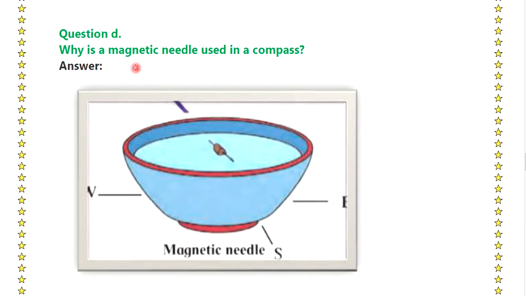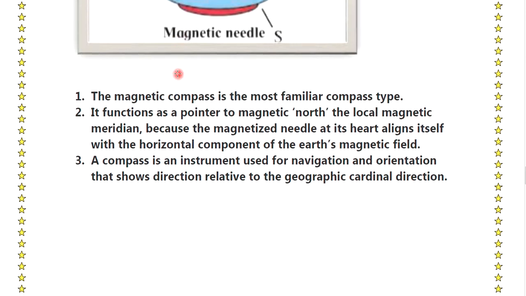Question D: why is the magnetic needle used in the compass? Answer: the magnetic compass is the most familiar compass type. Second point, it functions as a pointer to magnetic north and local magnetic meridian because the magnetized needle at its heart aligns itself with the horizontal component of the Earth's magnetic field. Third point, a compass is an instrument used for navigation and orientation that shows direction relative to the geographic cardinal directions.